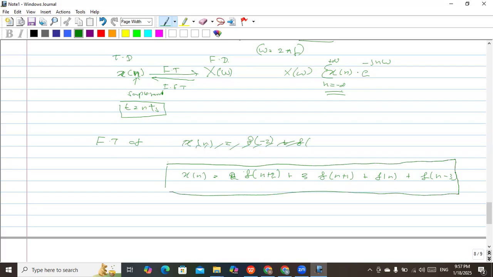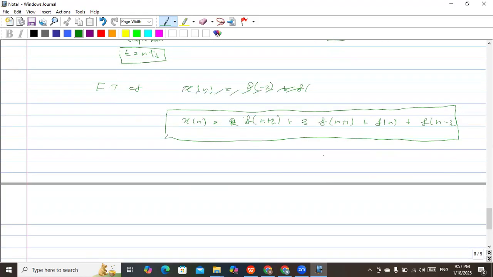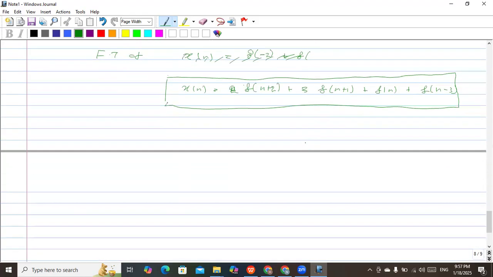I will do this. First, you need to draw this signal. Delta n is like this, it will be 1 at 0. Then delta n minus 3 means shifting up to 3, so here you will have 1 at n equals 3.